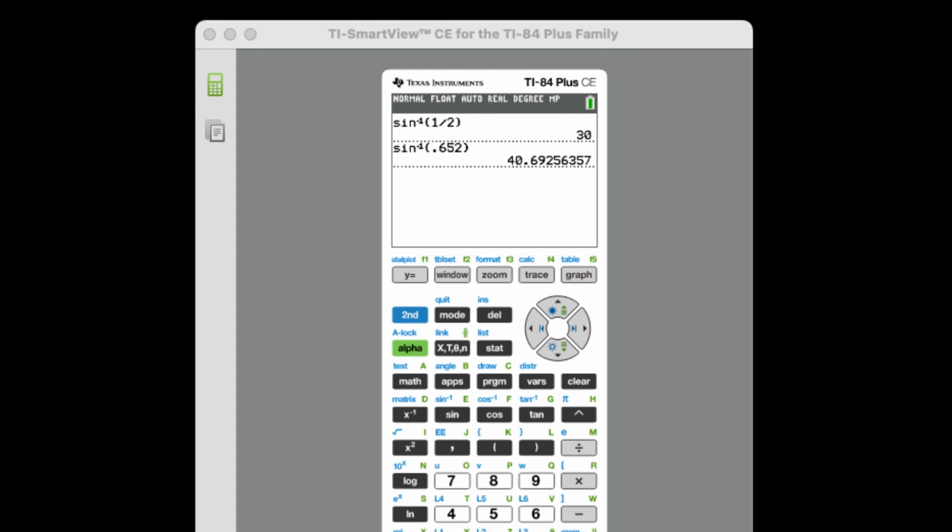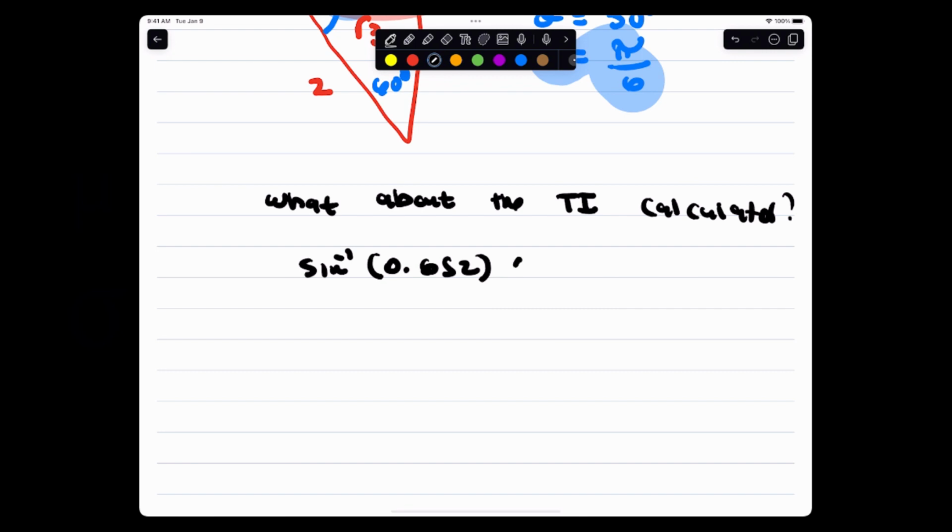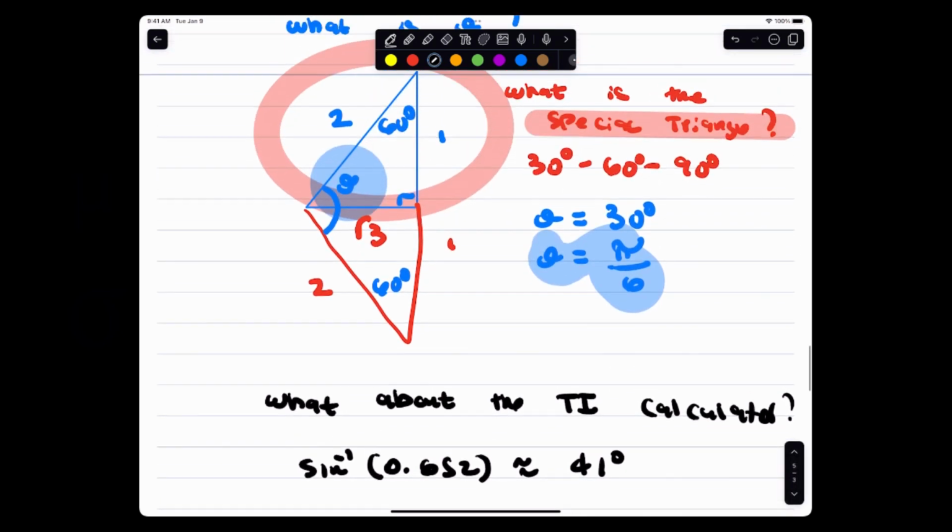There is no special triangle that will give you that 41 degrees. You guys with me on that? So I just want to make you guys aware from the beginning that yes, the TI or any calculator can do inverse sine just like it could do sine. But that's where it comes from. So now you guys know all the details of where this inverse comes from. It's really working in reverse.